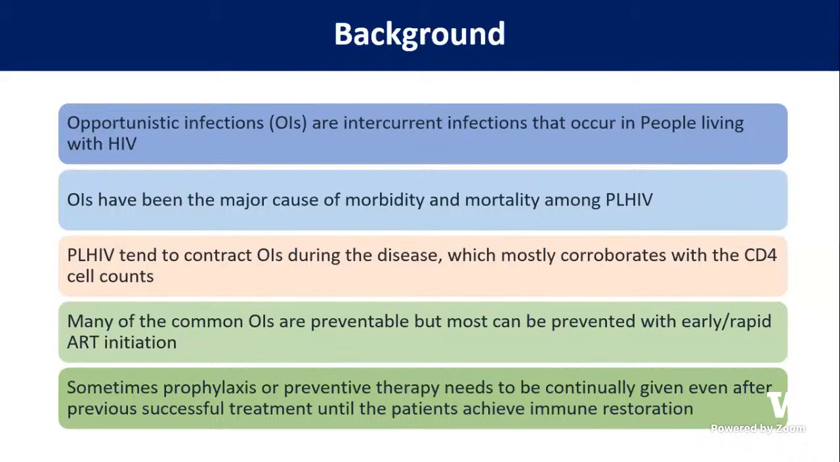Many of the OIs can be preventable and have a prophylactic or preventive therapy. And some prophylaxis we will also have to give even after we start antiretroviral therapy, that needs to be continued. So we will see what are those important preventive and prophylactic therapies that we need to take. Next slide, please.